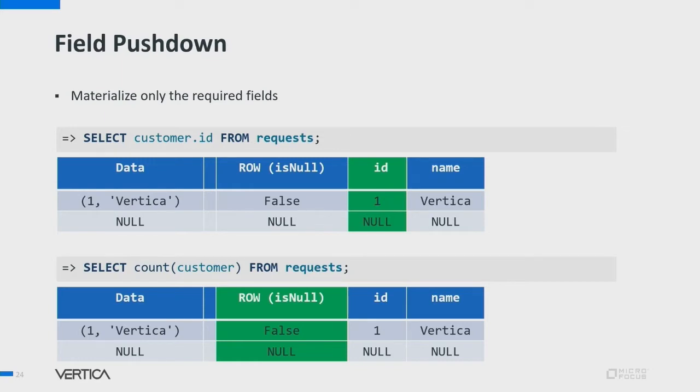Similarly, if you run select count customer from requests, then we don't care about what the values of each field are. We only care about whether or not this complex type is null. Therefore, we only need to materialize this is null structure column.